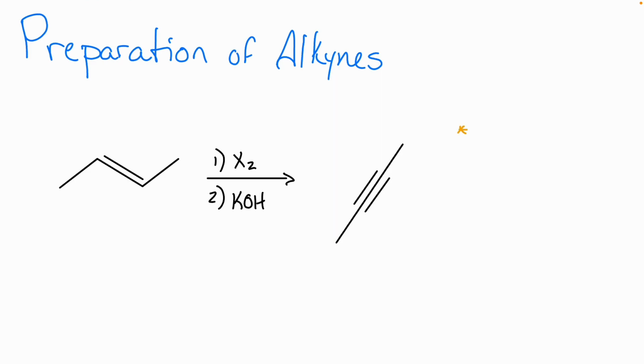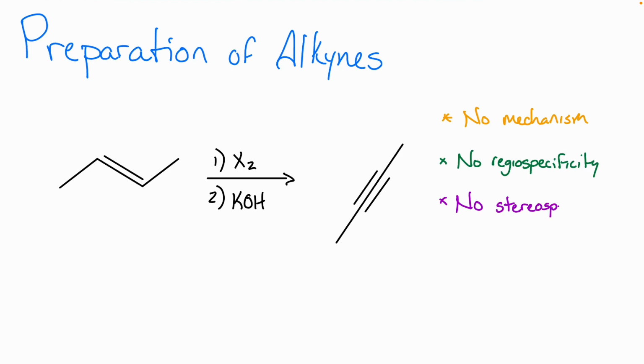We actually do have a mechanism for the first step, but not the second step, and actually we will next chapter, but we're not there yet. So let's just say no mechanism, not yet at least. There's also no regiospecificity. And because our product is an alkyne, and alkynes just don't have stereochemistry, we don't have to worry about any stereospecificity either.